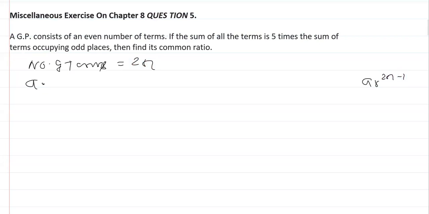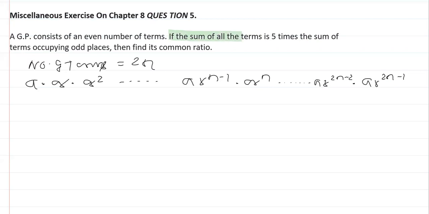Now, in between, there will be more terms. The second term is ar, the third term is ar square, and so on. There is another term in between, ar raised to the power n minus 1, and next to this is ar raised to the power n, and so on. The second last term must be ar raised to the power 2n minus 2. This is what the terms represent here. Now let's read it further.